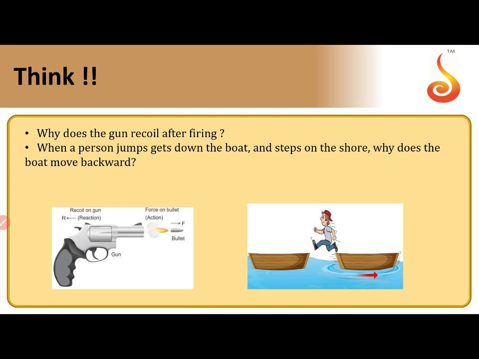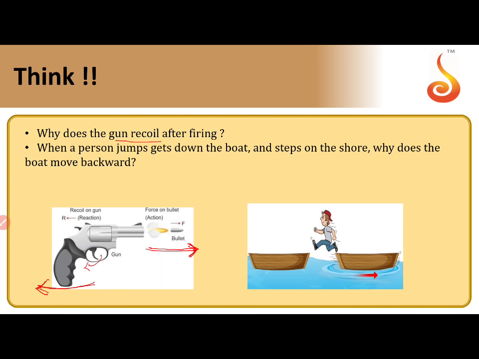Now, you would have heard these terms. When a bullet is fired, the gun will recoil after the bullet has been fired. That means when you press the trigger, the bullet moves forward, and the gun is pushed back. This is called recoil of the gun. I repeat, when you press the trigger and the bullet rushes out, during this moment, the gun is pushed back. This pushing back of the gun is called recoil.